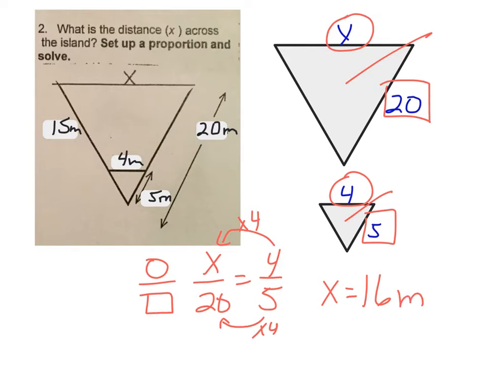So think about it, and you think, is this x is 16 a reasonable answer? You say, okay, well this side has to be smaller than these other sides. So 16 is smaller than 20. It is a reasonable answer.